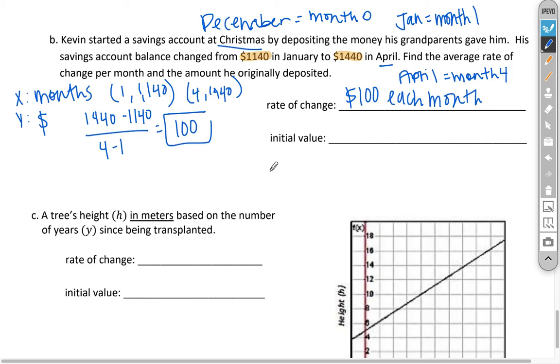So what is our initial value? Now we need to solve for b. Remember, we've got y equals mx plus b. Let's pick an ordered pair and solve for b. I'm going to use the first one. Both numbers are large, so it doesn't make a huge difference. We would have 1,140 equals 100 times 1 plus b. We subtract 100 from both sides, skipping the step of 100 times 1, minus 100. So we get 1,040 equals b. That tells us that he started with $1,040.